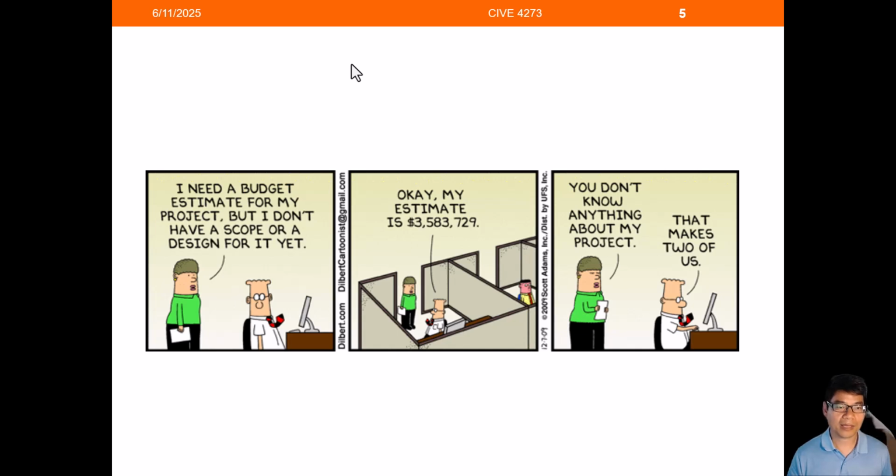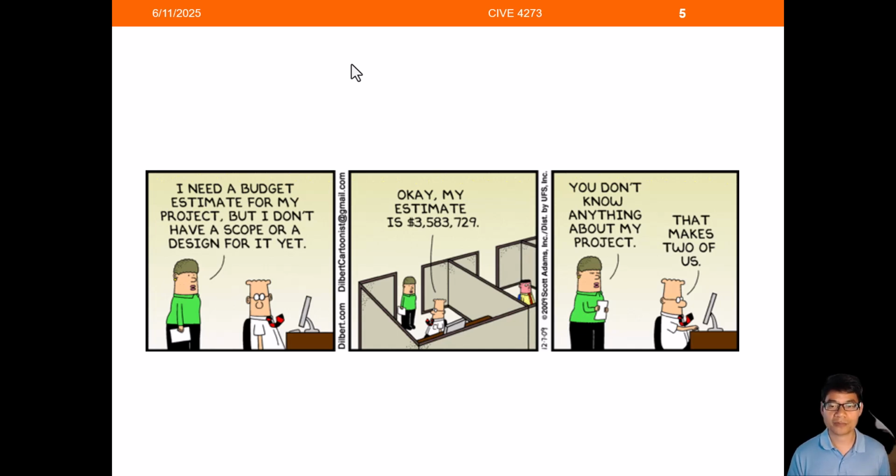Here is a comic about construction cost estimating. The client approached Dilbert, saying, "I need a budget estimate for my project, but I don't have a scope or a design for it yet." Then Dilbert says, "Okay, my estimate is $3,583,729." Then the owner looks pretty upset, saying, "You don't know anything about my project." Then Dilbert says, "That makes two of us."